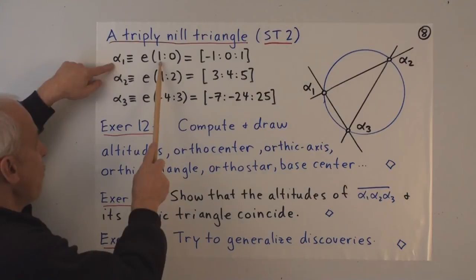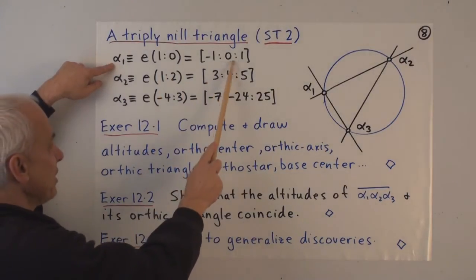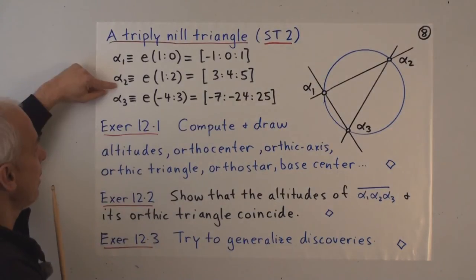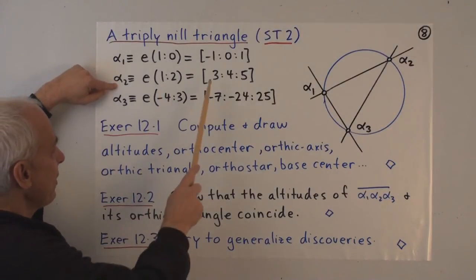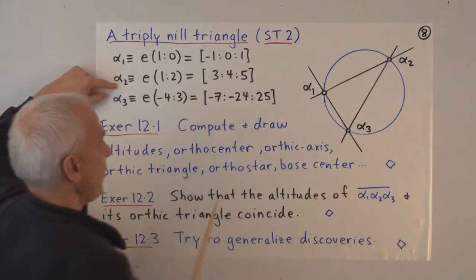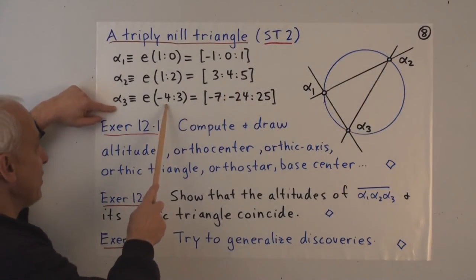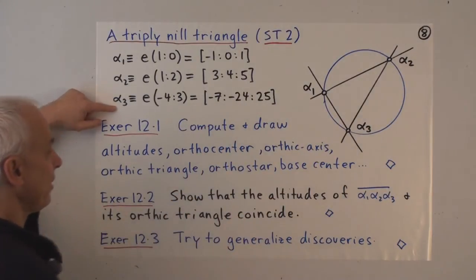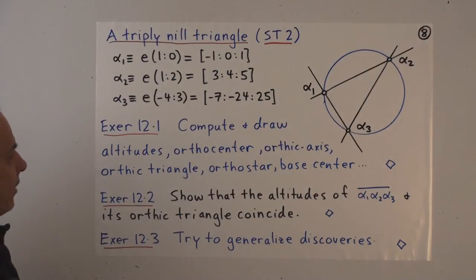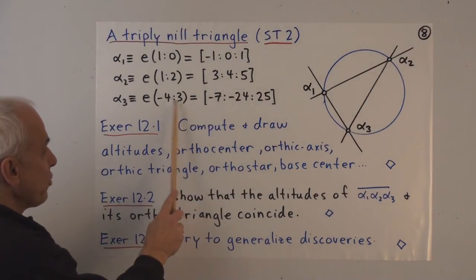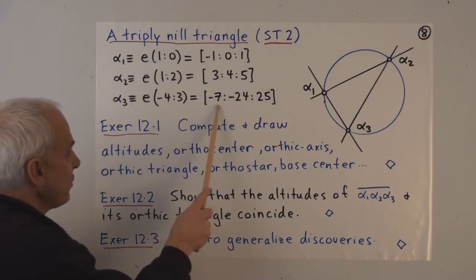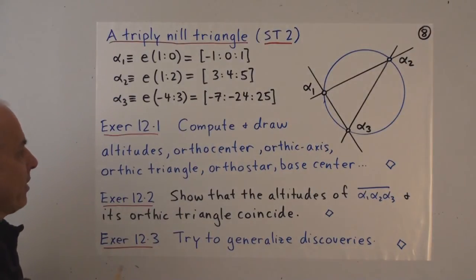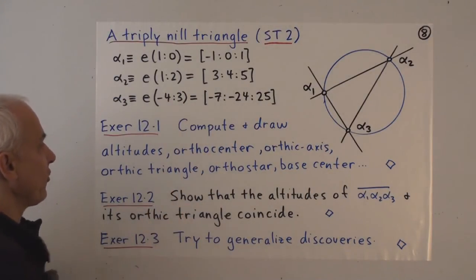So alpha 1 is E of 1, 0. That's the point minus 1, 0, 1. That used to be our special point, no longer special. Alpha 2, which is E of 1, 2, that's 3, 4, 5, up there. And alpha 3, which is E of minus 4, 3, which is minus 7, minus 24, 25, right there. So I remind you, to get something like this, we would take 3 squared minus 4 squared. That's the first entry. Second entry is twice the product, minus 24. And the third entry is this squared plus this squared, 25.